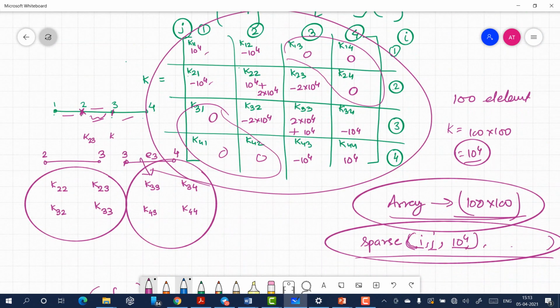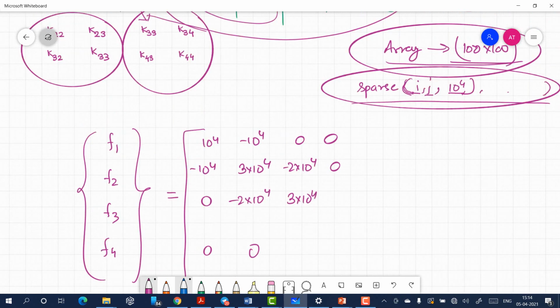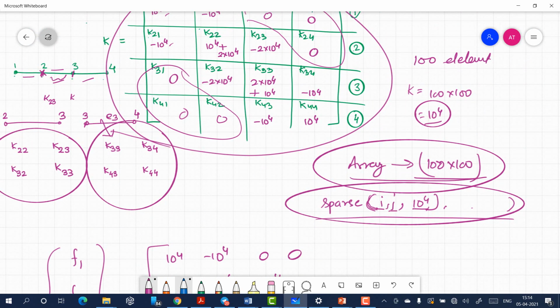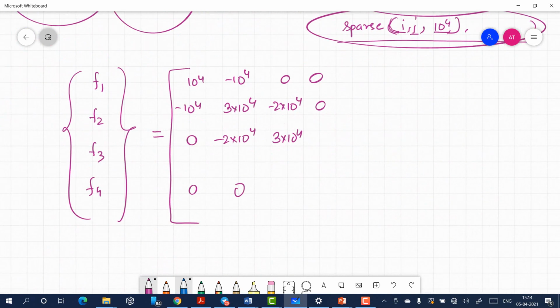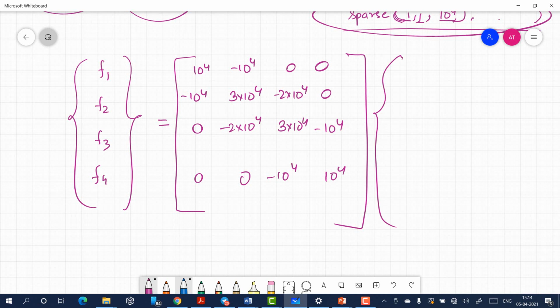And then I have 0, 0, 0, minus 2 times 10^4, 3 times 10^4. Then minus 2 times 10^4, 3 times 10^4, minus 10^4, then symmetric, then 10^4. So this is my stiffness matrix, and then I have displacement values.